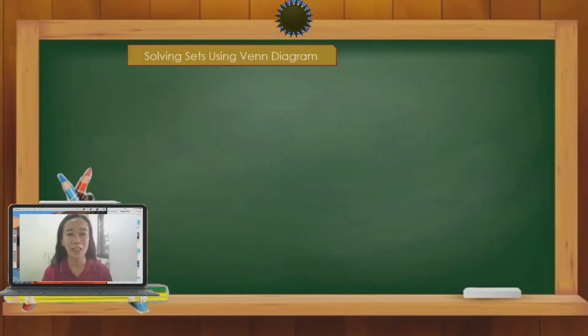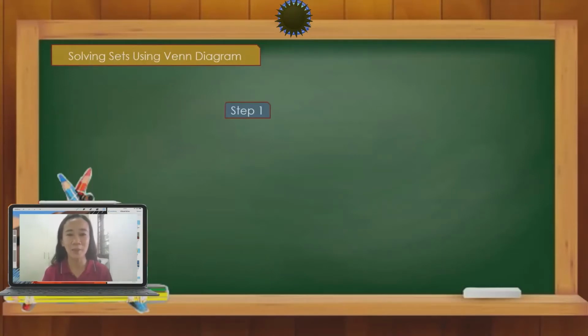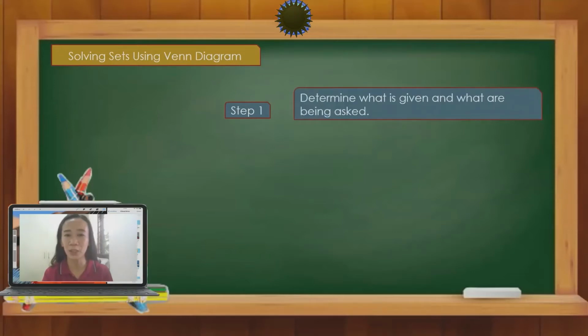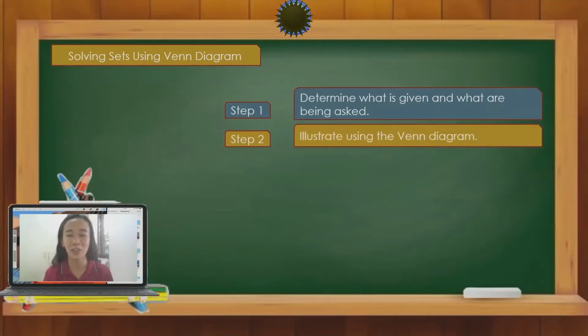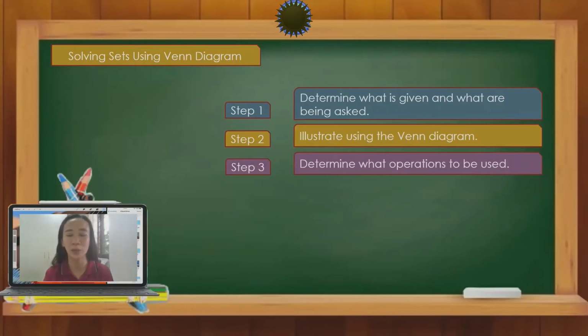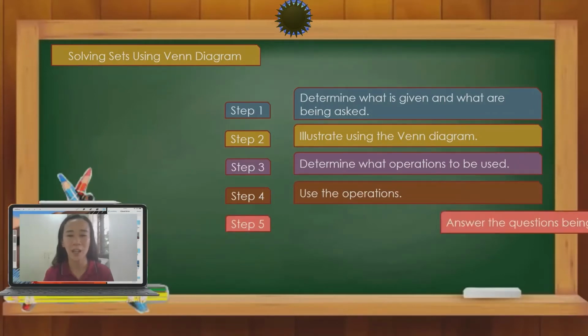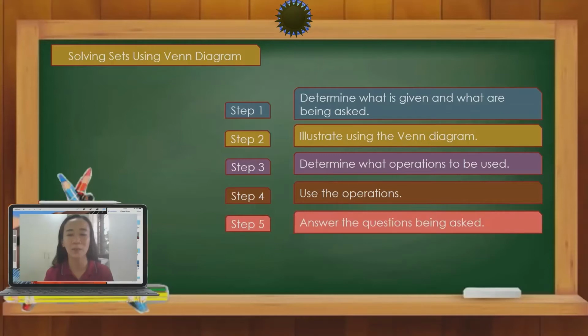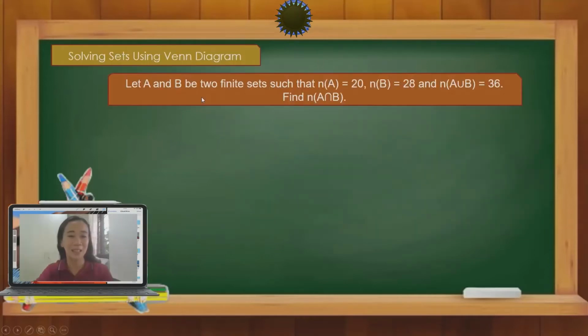How to solve sets using the Venn diagram? We have here steps. First step is to determine what is given and what are being asked. Step 2 is illustrate using the Venn diagram. Step 3 is to determine what operations to be used. Step 4, use the operations. And step 5, answer the questions being asked. Let us have an example.